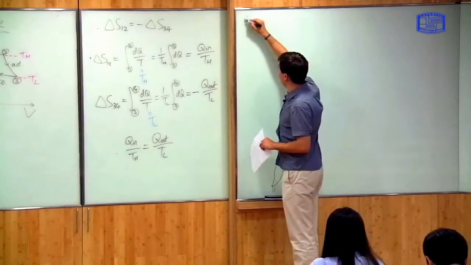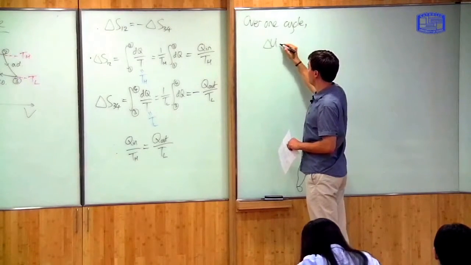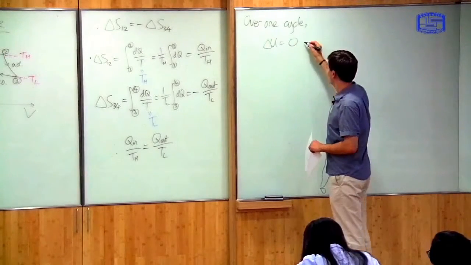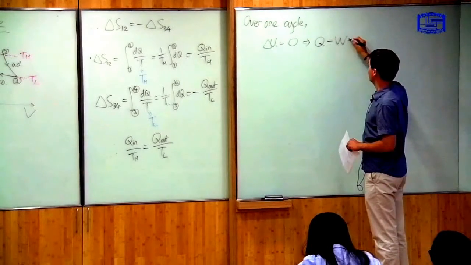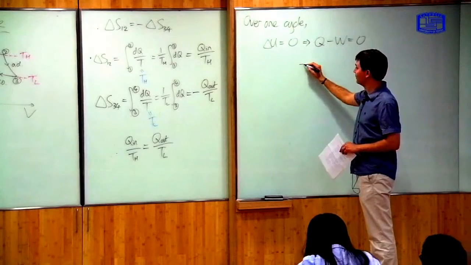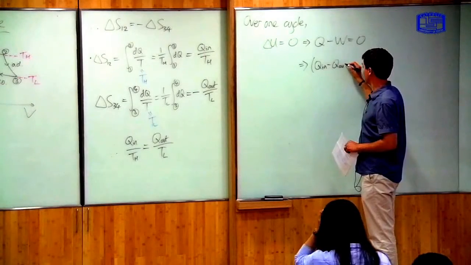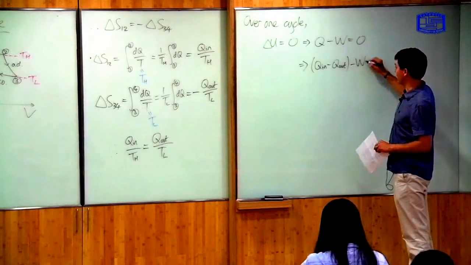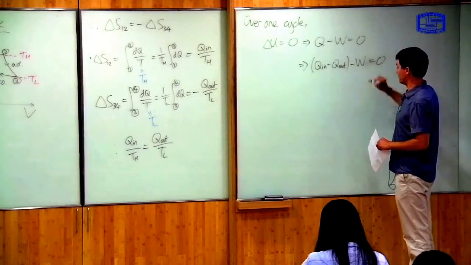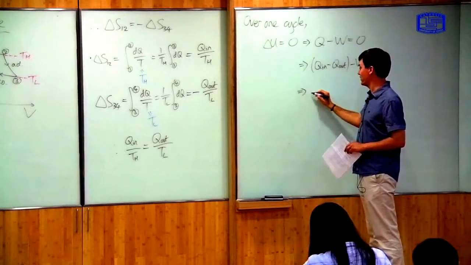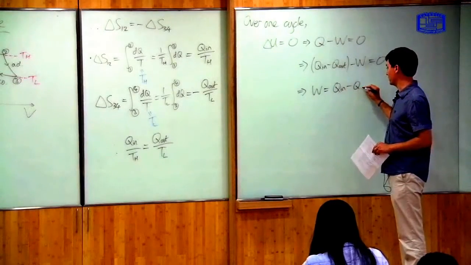Okay, we're nearly there. Over one cycle, the total change in internal energy is equal to 0. So this means that the total heat in and out minus the total work done is equal to 0. Now the net heat transfer is Q in minus Q out, and the net work done is W net. So this should be equal to 0, and therefore I get that W is equal to Q in minus Q out.